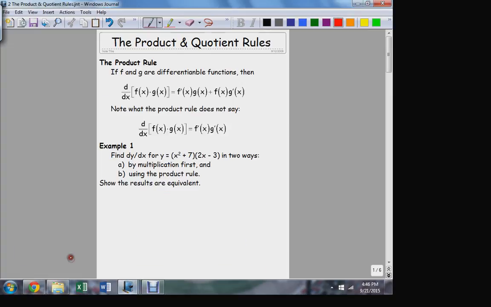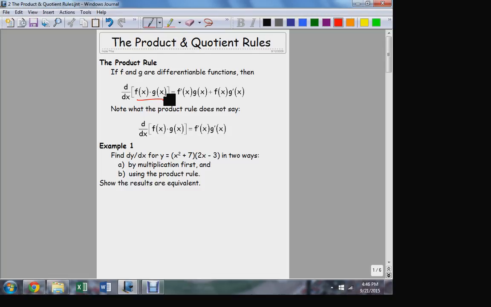And so now we're going to introduce exactly how to treat products of functions instead of sums or differences or constant multiples. So I'm starting with two functions, f and g, that are both differentiable themselves, and I'm going to multiply them together. So here's the product of f and g. What will the derivative be after the product's been taken?